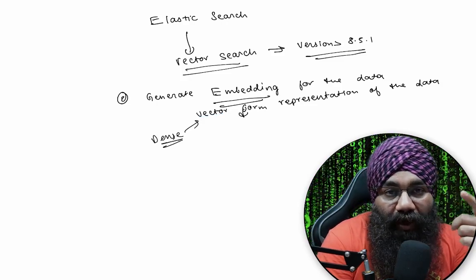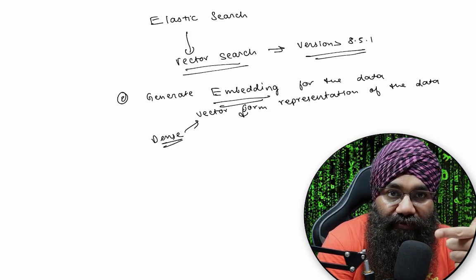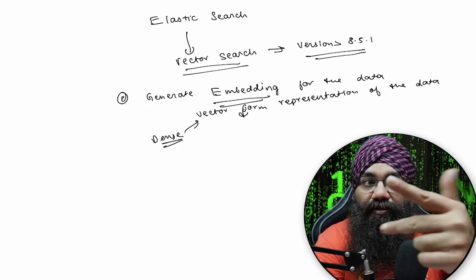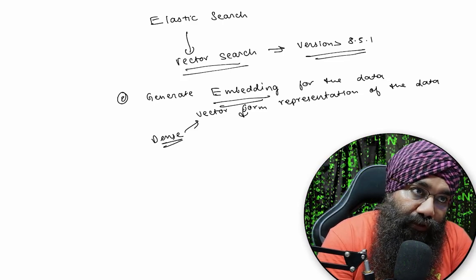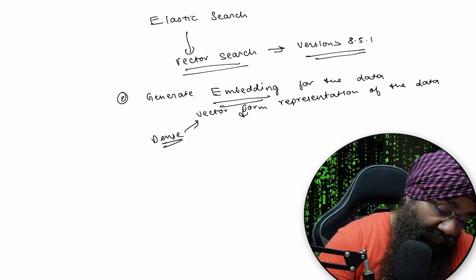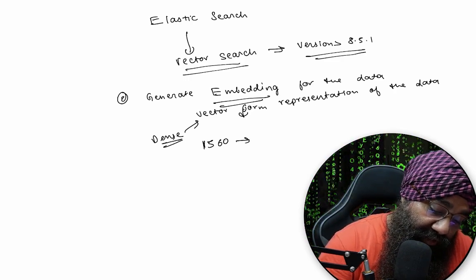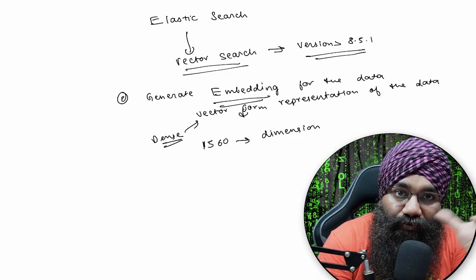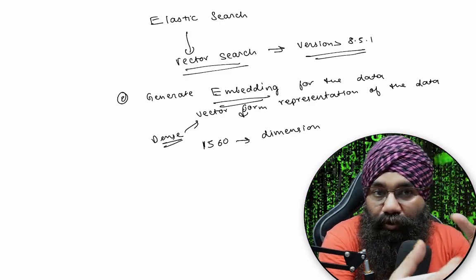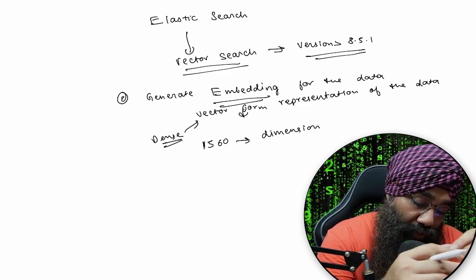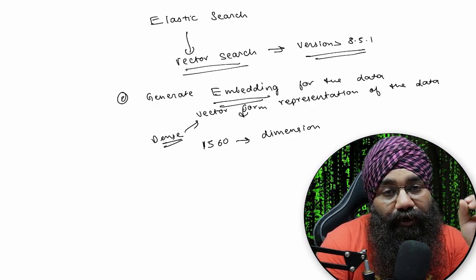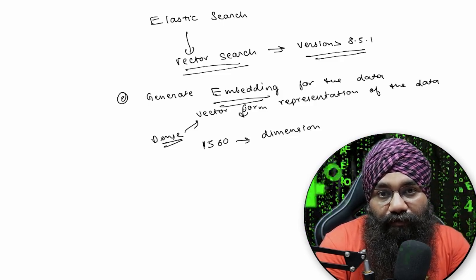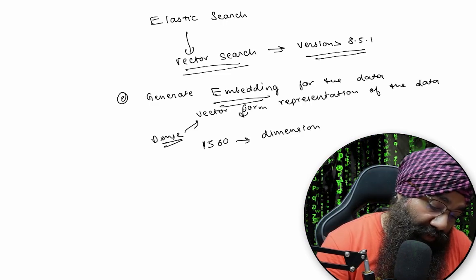For example, in maths you used to learn x, y, and z axes. These are three axes in a three-dimensional space. You can create a 3D image using three axes. Similarly, a dense vector has 1560 dimensions. It represents your data in a vector space where the dimension of the space is 1560. This is the amount of complexity, or how uniquely your data is represented, because it is represented in a space of 1560 dimensions.